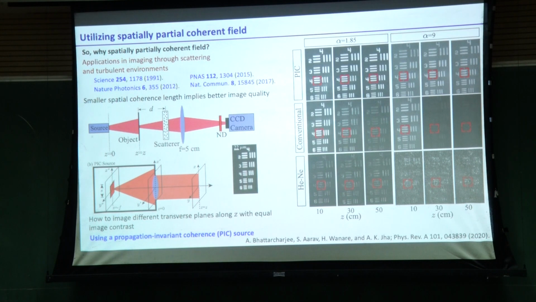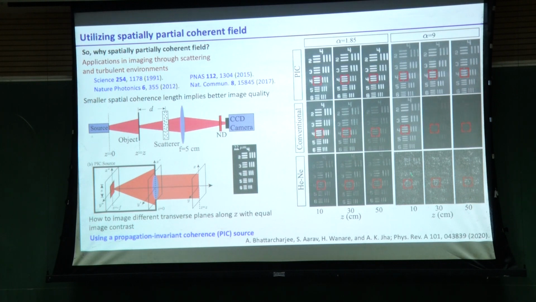Here is one use of partially coherent light, especially for imaging. The idea is simple. You have a source, you have an object, and you want to image it through scatter. So I just want to show two results. If you use a helium neon laser, which is spatially completely coherent, then you see this is its ability to image a given object. In the same setup, if I use this partially coherent source, we call it a propagation invariant coherent source, you can see the quality of this for a given scattering.